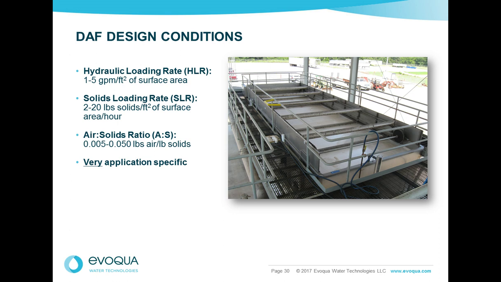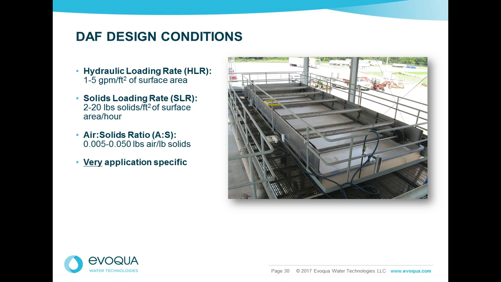Now, as you can see, there's a great deal of variability in these design criteria, and it's due to a wide variety of reasons, which include the type of wastewater that's being treated, the treatment targets, what kind of effluent quality is required, and whether or not chemical conditioning is used. Is a coagulant required and a polymer for coagulation flocculation? All of those play a role in establishing the sizing of a DAF unit.